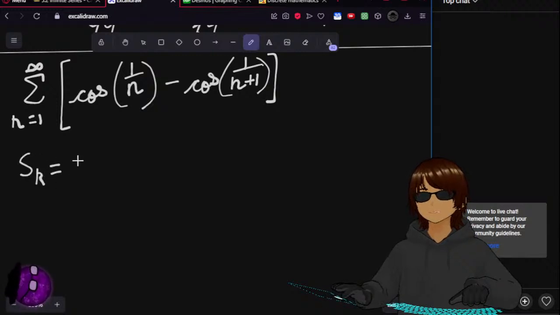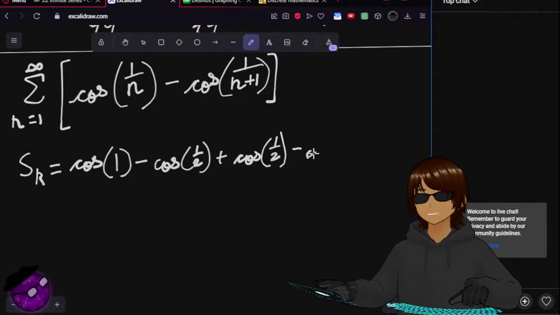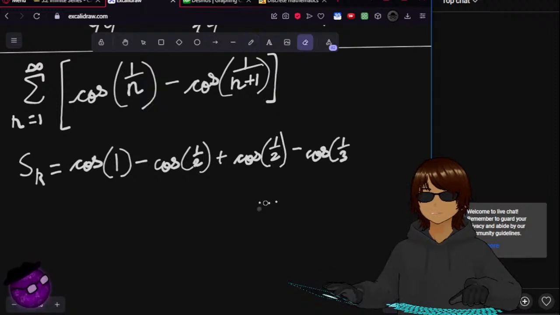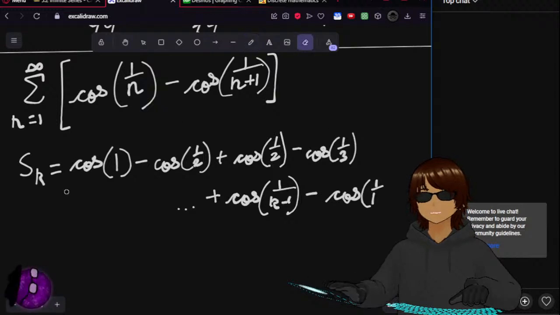So the sum till k is equal to cos 1 minus cos half, plus cos half minus cos 1 over 3, and then all of them until cos 1 over k minus 1 minus cos 1 over, no, still k, right? So 1 over k, and then the next one is k plus 1.